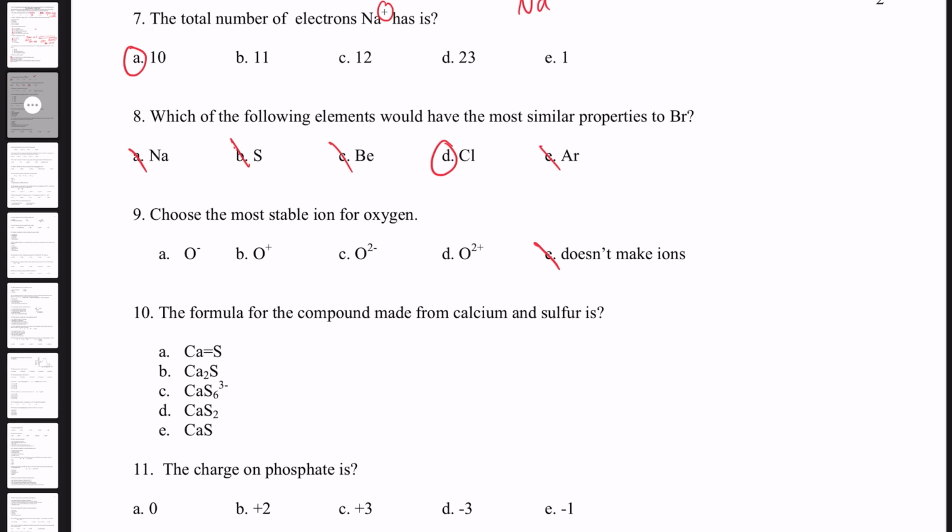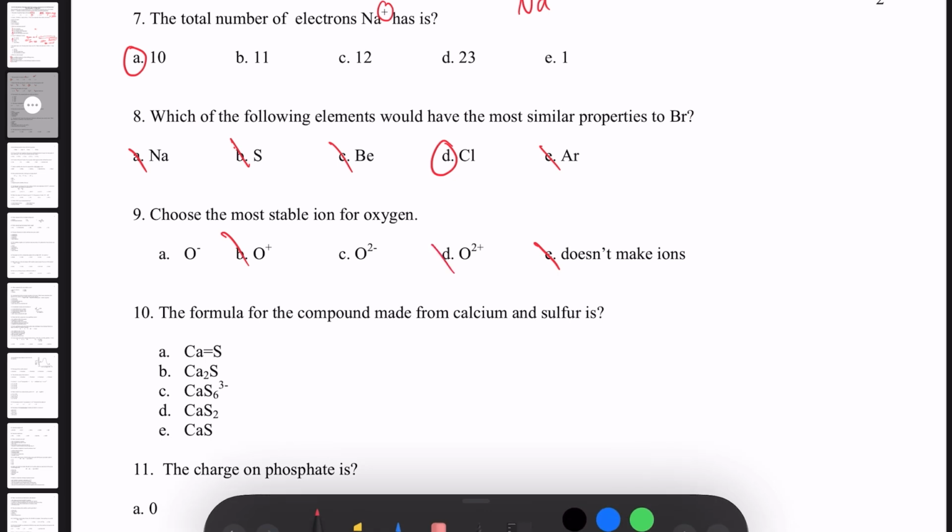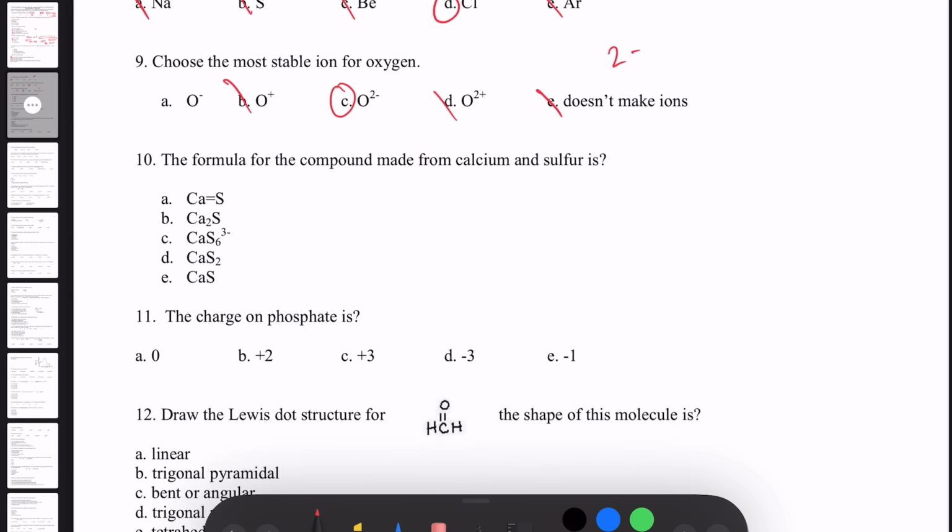So we can go back to our practice test. Oxygen is not going to be positive because it's on the right side of the periodic table, so we can cross these two out. And it's 2 away from the noble gases, so the answer is 2 minus. Typically that's how oxidation numbers are written, with the minus sign after the number.